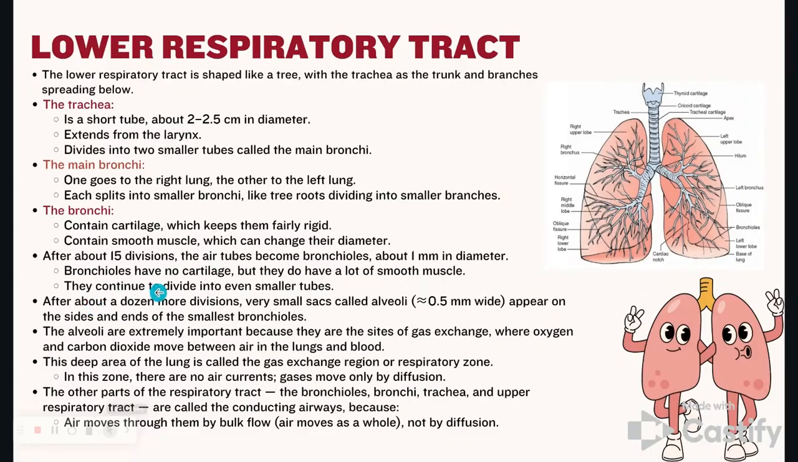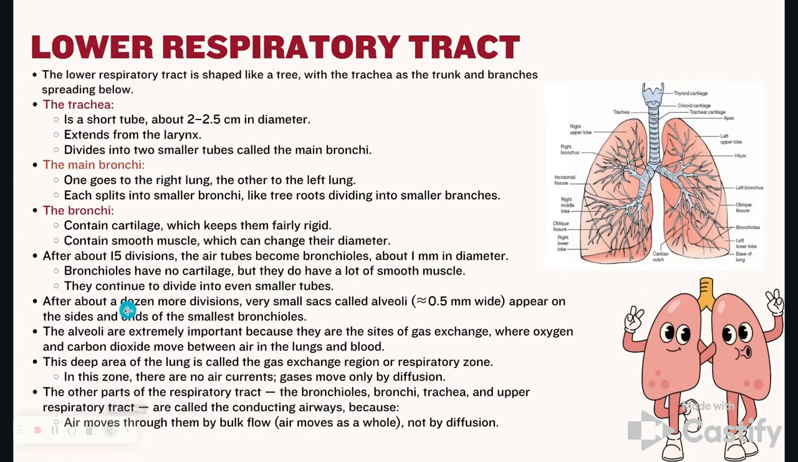Bronchioles have no cartilage. So what I want you to know, cartilage is very rigid, it's very hard. Okay? And if you have something tiny and has hard things around it, it's not going to really be able to expand that much. It's going to be very rigid. We don't want that. We don't want rigid little things inside your lungs. Okay? So the bronchioles have no cartilage, but they have a lot of smooth muscle. They continue to divide into even smaller tubes. Okay? We're going to continue to get smaller.